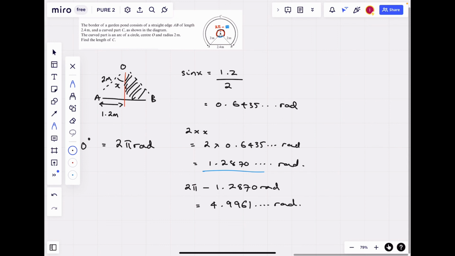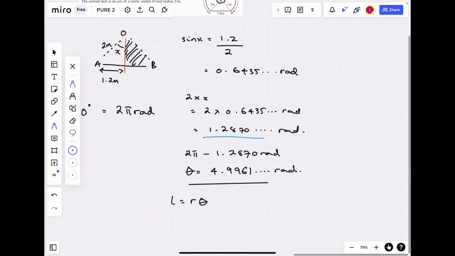Okay? So to work out the length of C, we do L equals R theta, with this being our theta. 2 times 4.9961 and so on, which is 9.99 meters. There we go. That's the arc length. And that is how you do questions involving sectors and arc length.